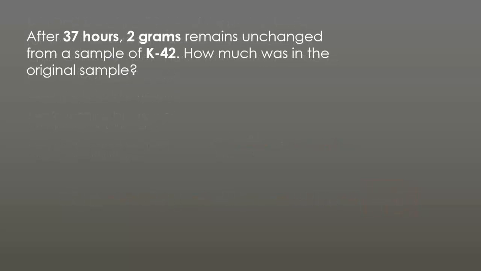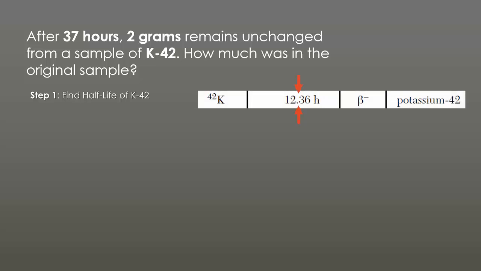In this problem, after 37 hours, 2 grams remain unchanged from a sample of potassium-42. How much was the original sample? So again, this is going to be one of those problems where every half-life is a doubling up. First thing we have to do is find the half-life. Looking on table N, you'll notice it's 12.36 hours.